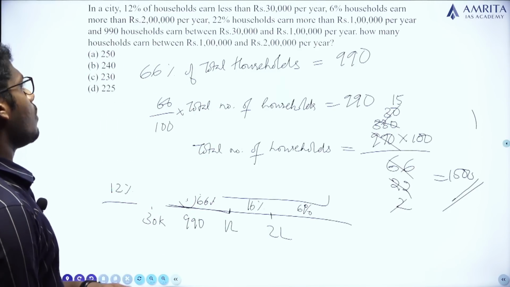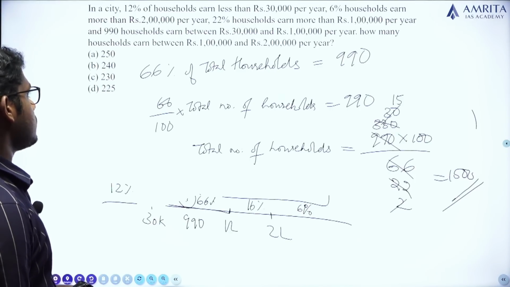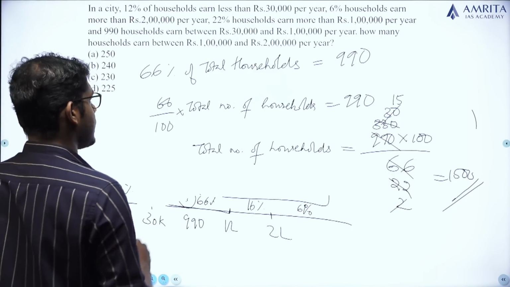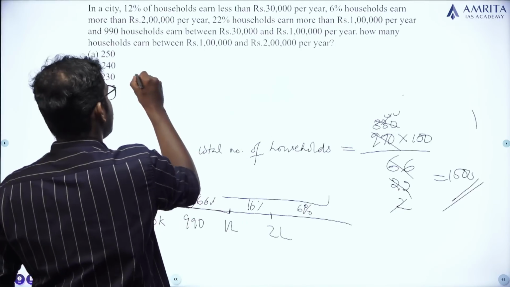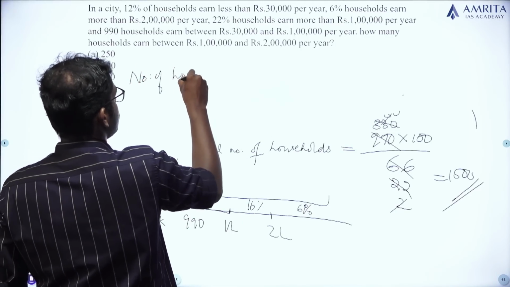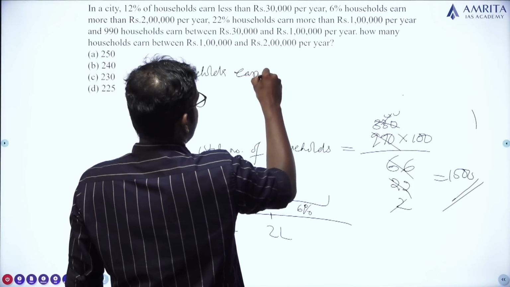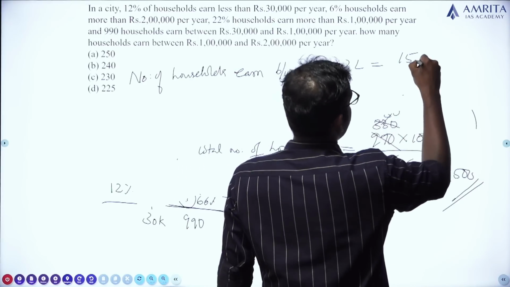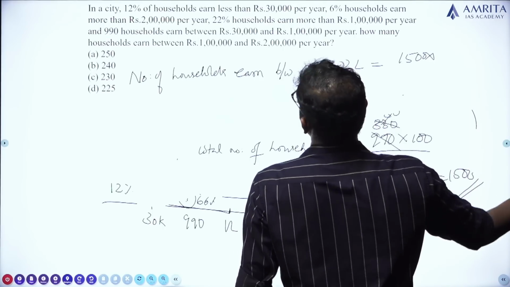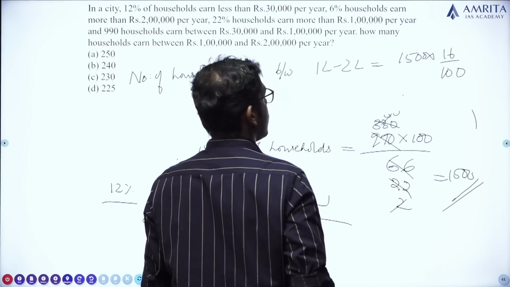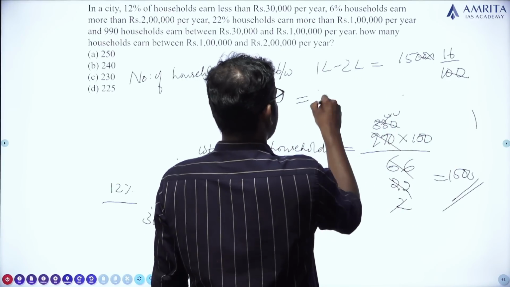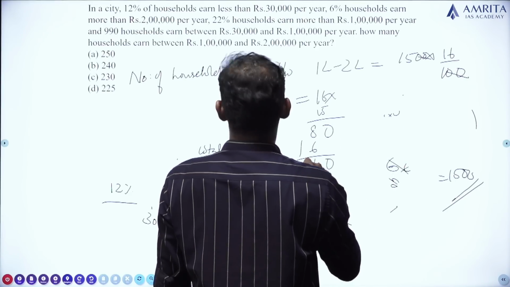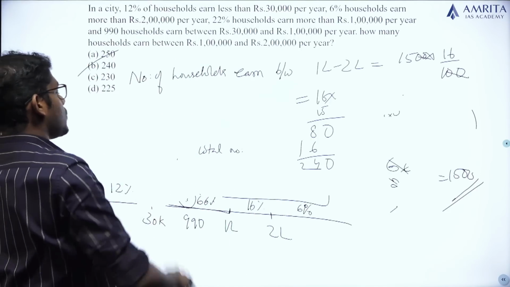The question is, how many households earn between 1 lakh and 2 lakh? Sorry, what is the percentage of households earning between 1 lakh and 2 lakh? It is 16%, right? So the number of households earning between 1 lakh and 2 lakh is equal to 1500 into 16 divided by 100. Clear? So it is 16 into 15. We get 240. So the answer for this question is option B.